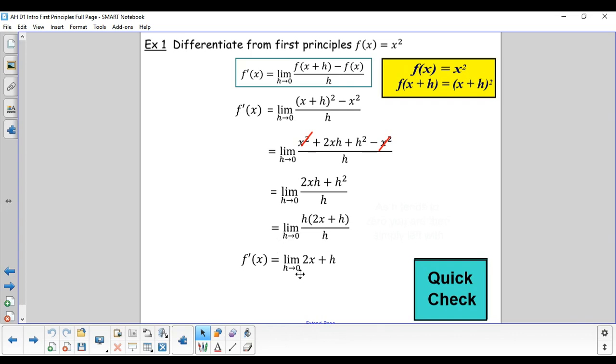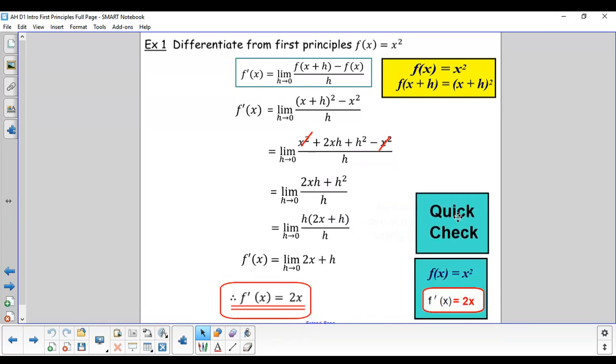At this point, I look at the limit, when I've simplified it as much as I can, and what happens to it as h tends towards 0. As h tends towards 0, the h term will tend to 0, which leaves you with 2x. And that means you have a derivative, f dashed x equals 2x. Quick check, you had x squared to begin with, and the derivative is 2x. So that's right, you've done it right.